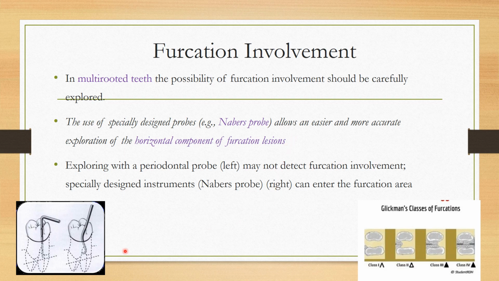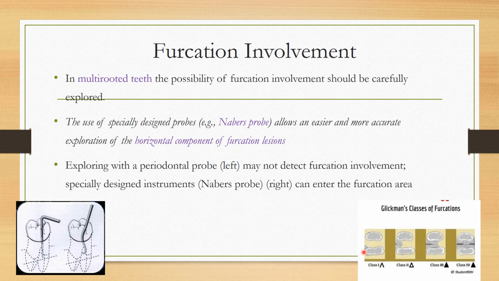You can see that one probe is being used in this picture for detecting the furcation involvement, but it may not detect it since it is straight. Whereas in the second picture it is a curved one, that is the Nabers probe, which has been used to enter the furcation area. That is why it has exposed the horizontal component. The vertical component you can detect with a regular probe, whereas for the horizontal component you need to use the Nabers probe. Under classification, we are following Glickman's grading of furcations.